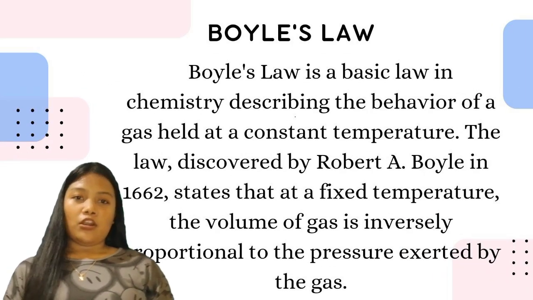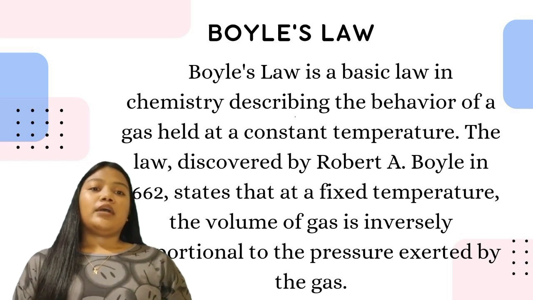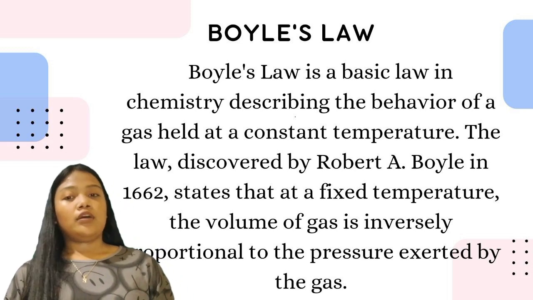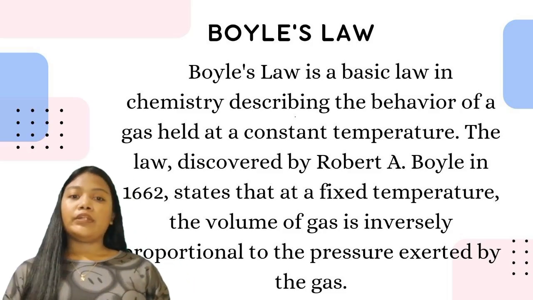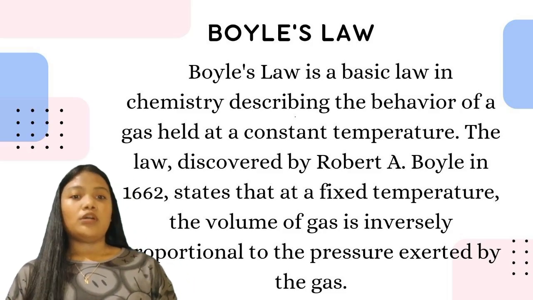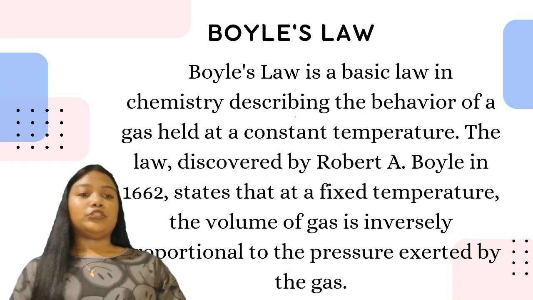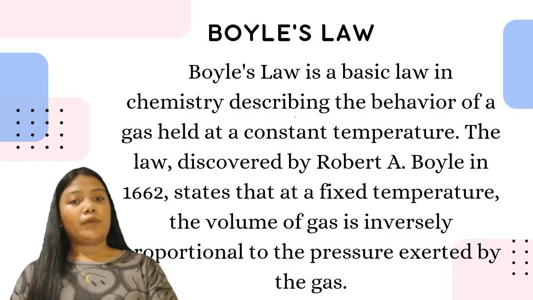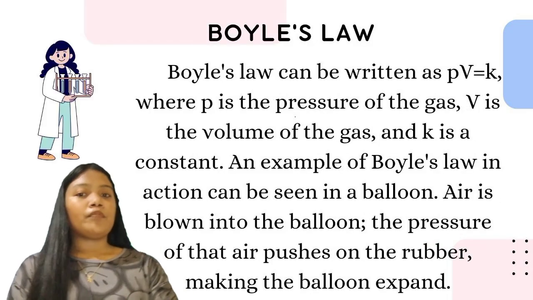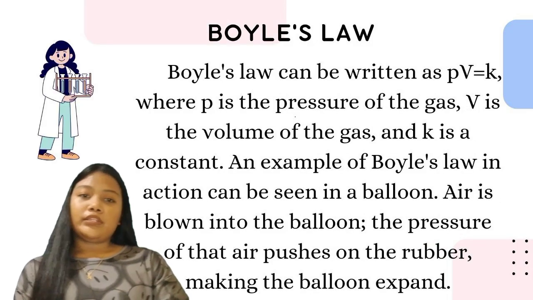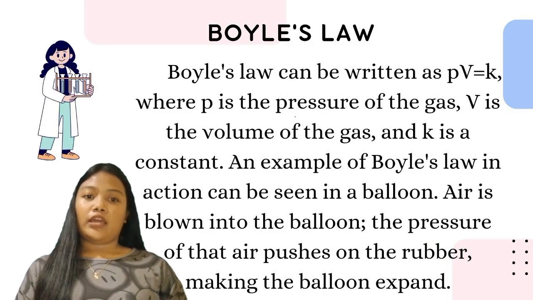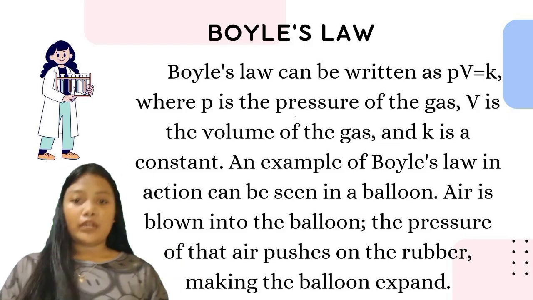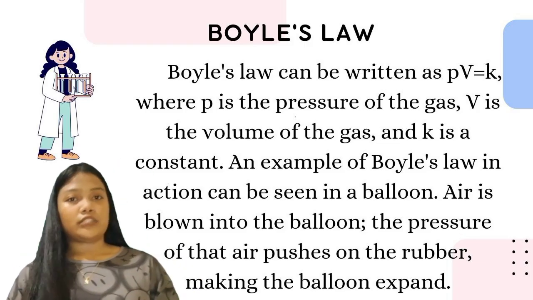Boyle's law is a basic law in chemistry, describing the behavior of a gas held at a constant temperature. The law, discovered by Robert A. Boyle in 1662, states that at a fixed temperature, the volume of gas is inversely proportional to the pressure exerted by the gas. Boyle's law can be written as PV equals K, where P is the pressure of the gas, V is the volume of the gas, and K is a constant.